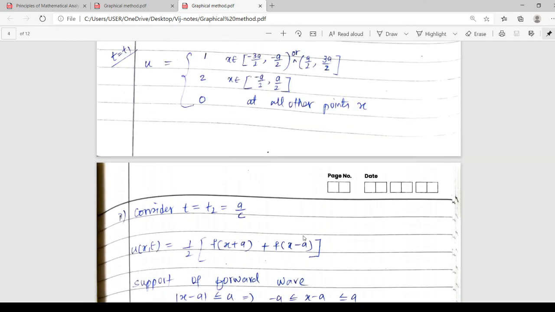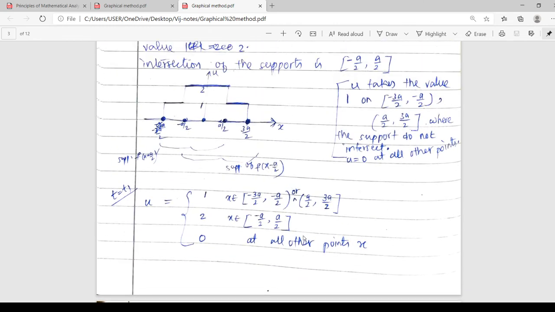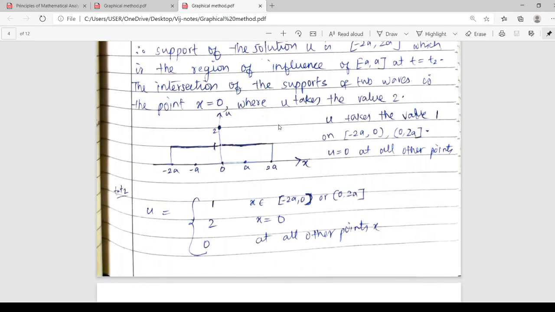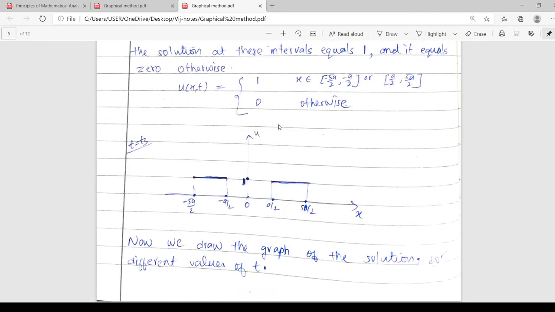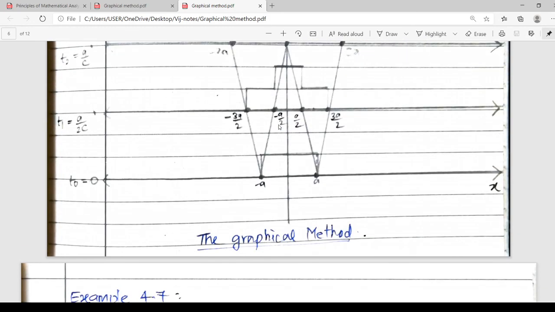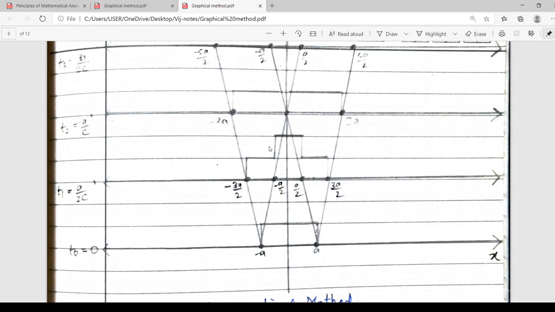We have drawn it separately here. This graph I have drawn in that. This is the graph: -3a/2 to -a/2, 1. Then 2, then 1. Otherwise 0. So the same thing we are embedding here. So we got this graph.